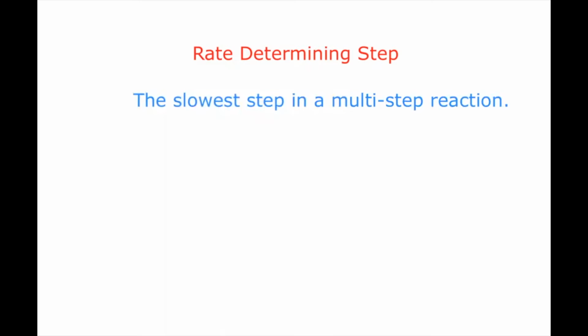Today we're going to learn how to solve rate determining step questions. The rate determining step is the slowest step in a multi-step reaction. Let's take an example of an equation of A and 2B reacting to form C and 3D.